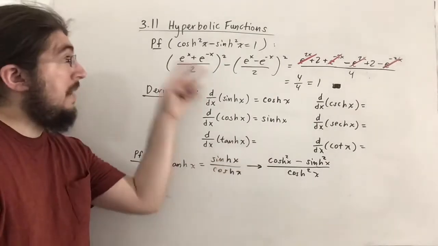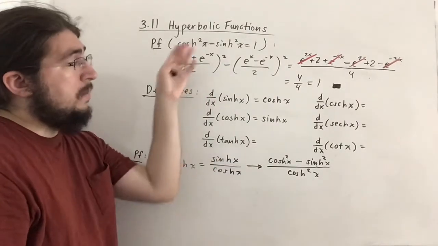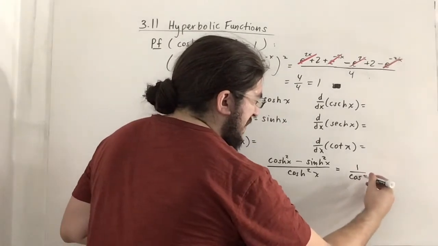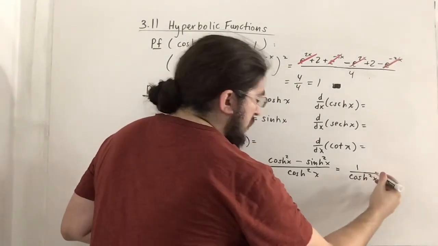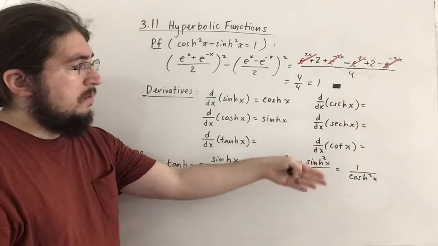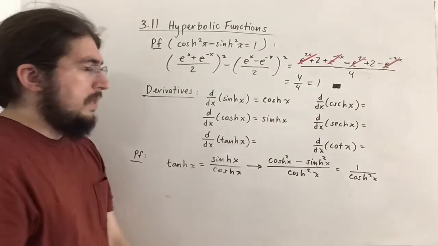And look at this, we have our identity being used. Cosh squared minus sinh squared is 1. So this is just 1 over cosh squared, which is of course the same as 1 over cosh quantity squared. 1 over cosh is the definition for secant hyperbolic.